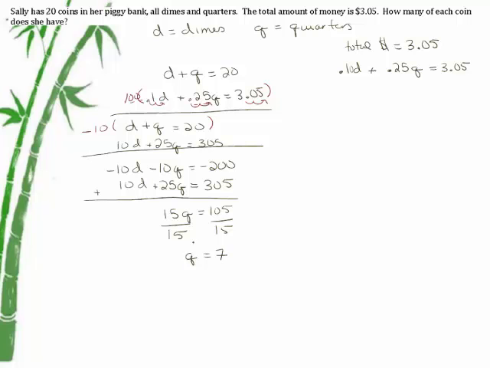We want to know how many of each coin she has. So dimes and quarters together is 20. She has 7 quarters. Subtract 7 from both sides. And she has 13 dimes. So 13 dimes and 7 quarters.